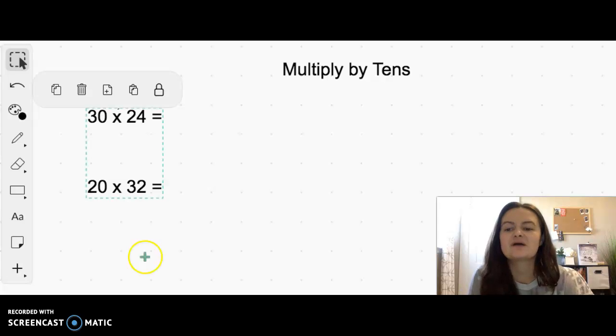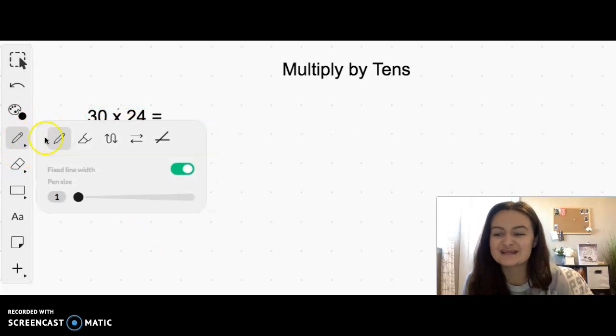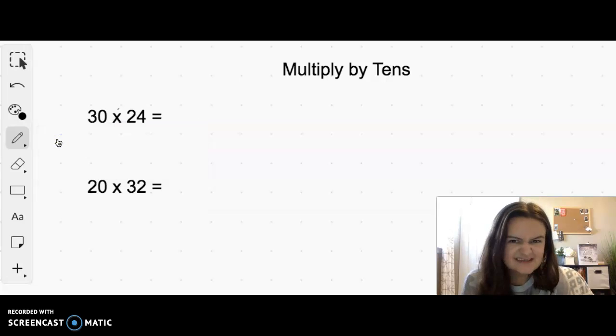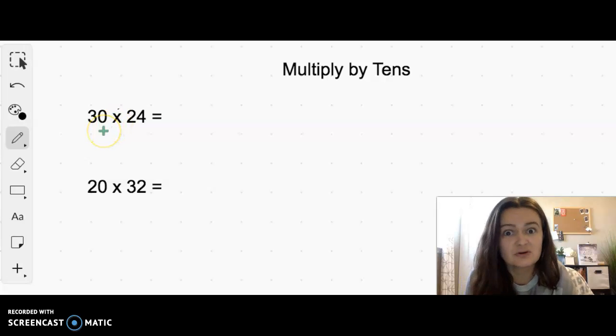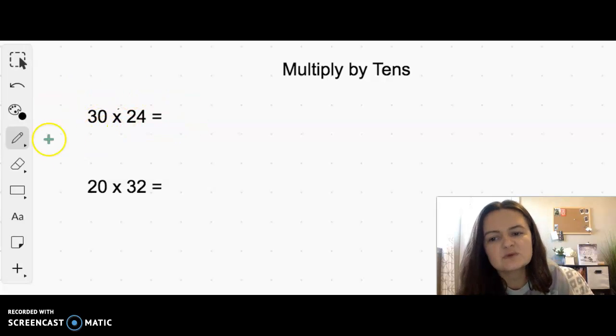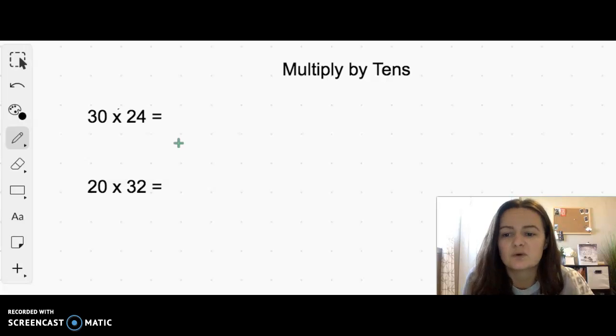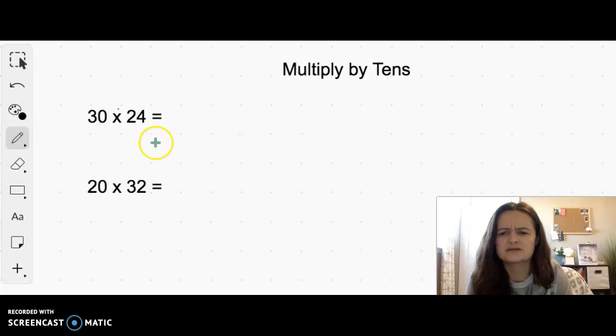Okay, fourth graders, I'm looking at these 2 equations here. They are much different than the ones that I just solved before. In this case, I don't have 2 zeros in my factors. I only have 1. Look, 30 times 24, 20 times 32. I only have 1 zero in each of the factors. Let's look at this one first. 30 times 24. Well, I don't know what 30 times 24 is. But one thing I can do is multiply 3 times 24.